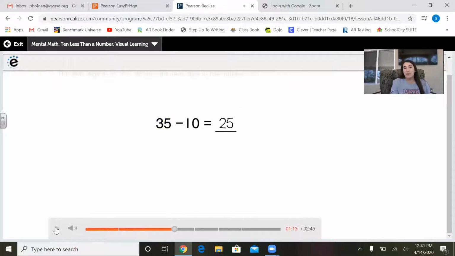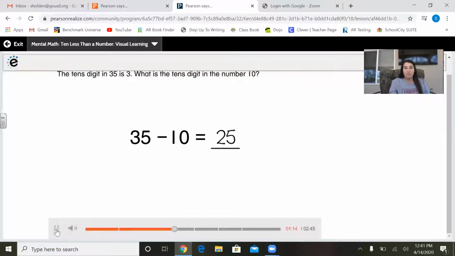What's the tens digit? We have the number 35. Is 5 the tens digit or is 3? Think about it. Think really hard. 3 is our tens digit? The tens digit in 35 is 3.